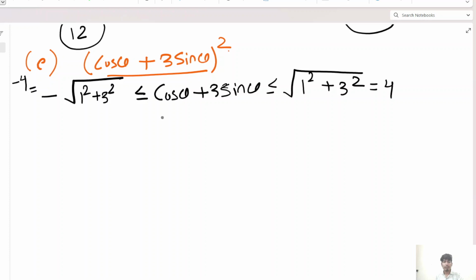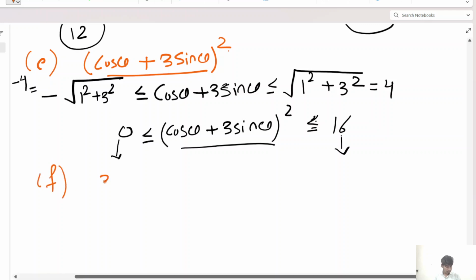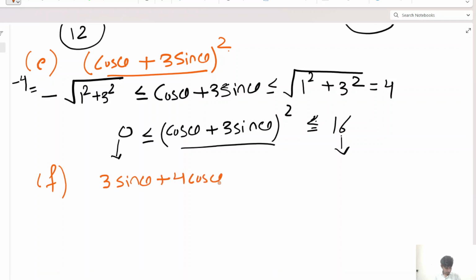Okay, then we take the square, cos theta plus 3 sin theta whole square. Then here the whole square is less than or equal to 16, and we know the square function is always greater than or equal to 0. Then here the minimum value is 0 and the maximum is 16. Then we take another example, the next part, that is the f part. The f part is 3 sin theta plus 4 cos theta, plus 1 whole square, then plus 2.